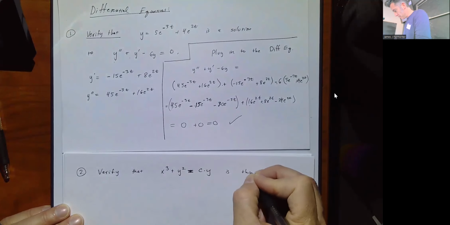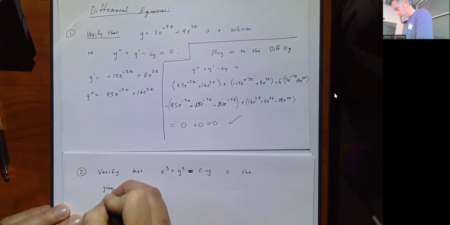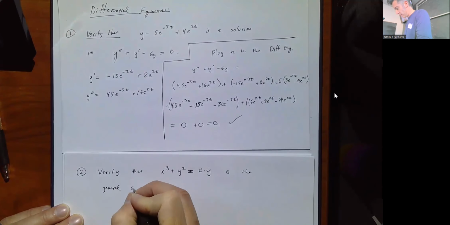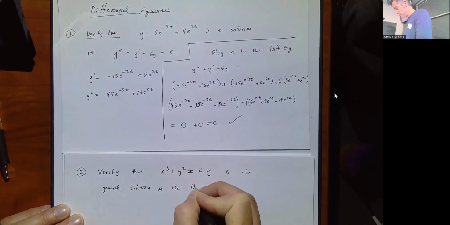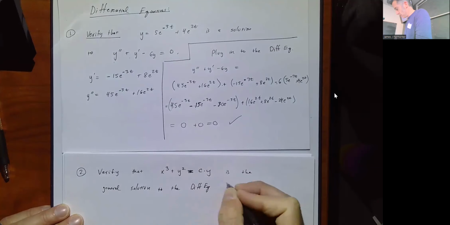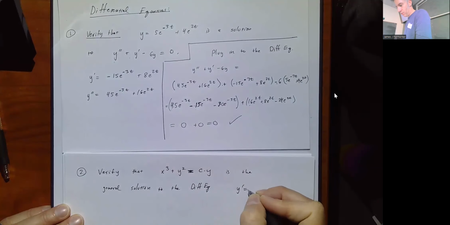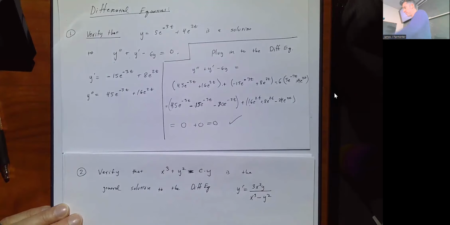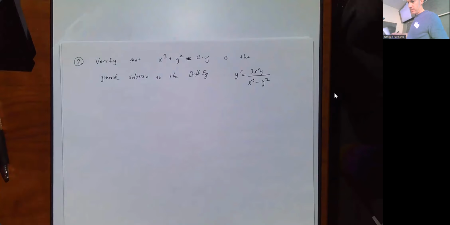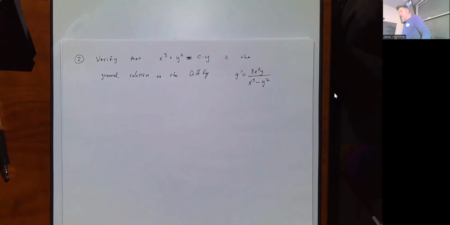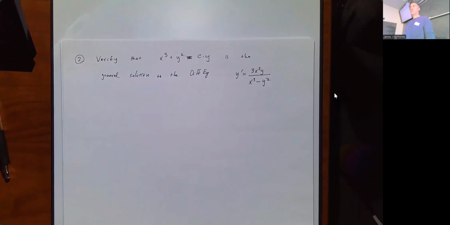is the general solution. It's general because there's a constant; we didn't pick a number for it. It's a solution to the differential equation y prime equal to 3x squared y divided by x cubed minus y squared. Minus y squared, that seems dicey.